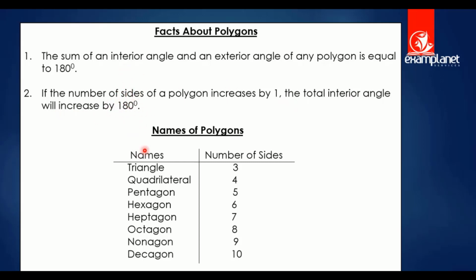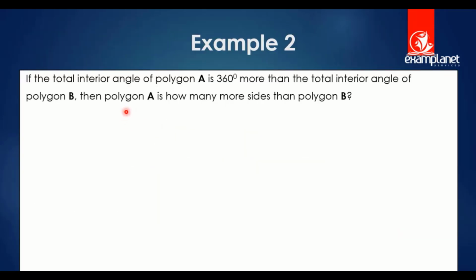So since the question says the interior angle of polygon A is 360 degrees more, that means twice 180. It's 360 degrees more than the total interior angle of polygon B, and 360 degrees is twice 180. What does that simply tell us? It simply means polygon A has 2 more sides than polygon B.